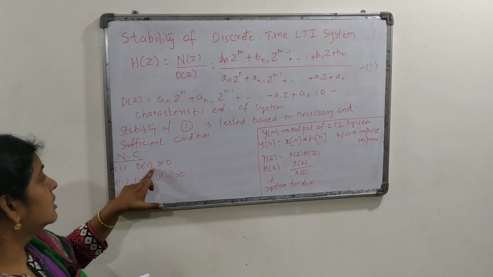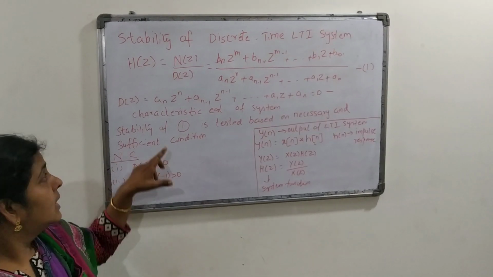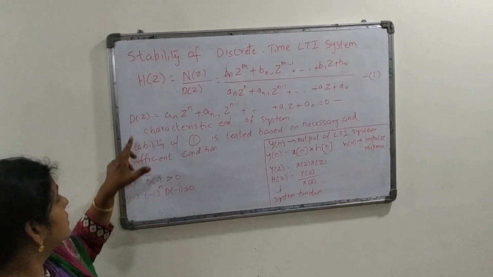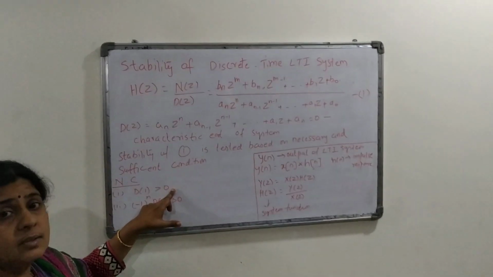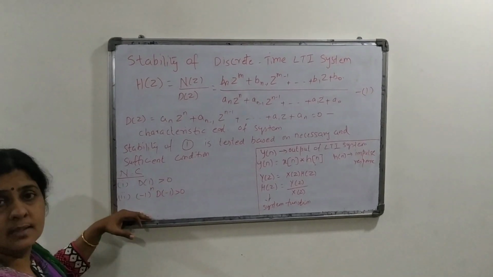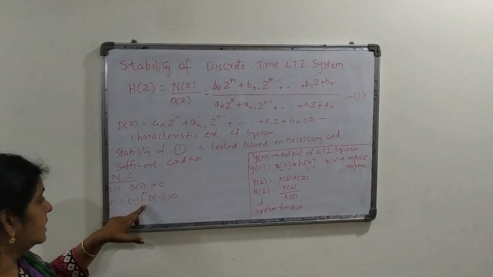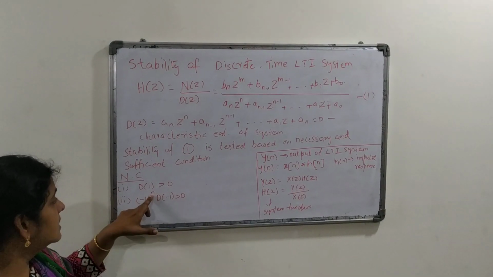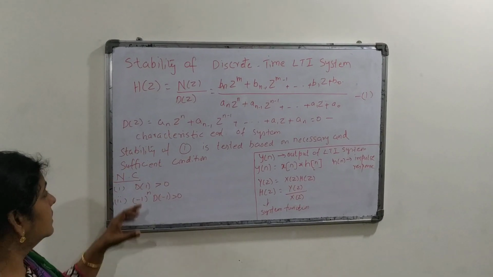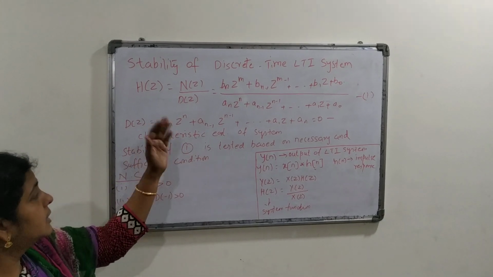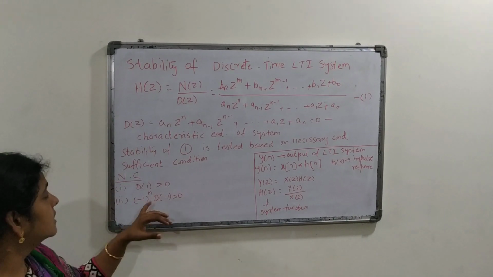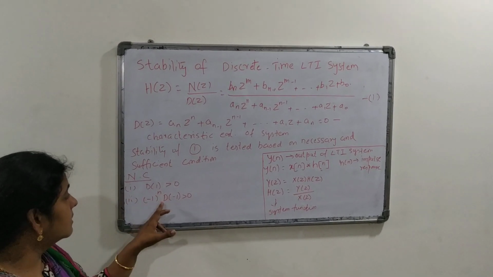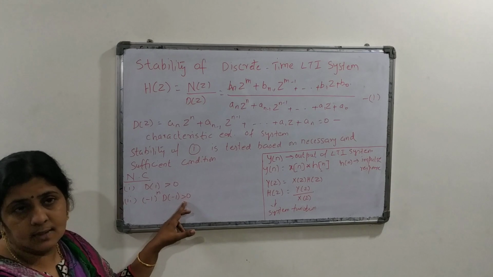Look at these necessary conditions. The first one: d of 1 must be greater than 0. Apply z equal to 1 on both sides, so d of 1 greater than 0 is the first condition. The second condition is minus 1 power n times d of minus 1 greater than 0. Here n is the degree. If it is z cube, n is 3; if it is z square, it is 2; if it is z power 4, n is 4, and so on.